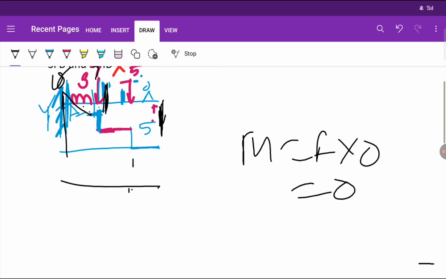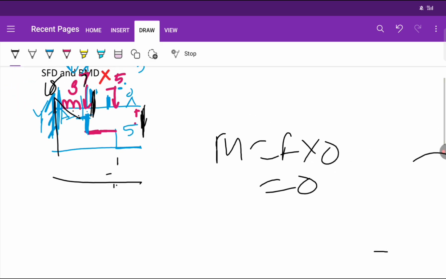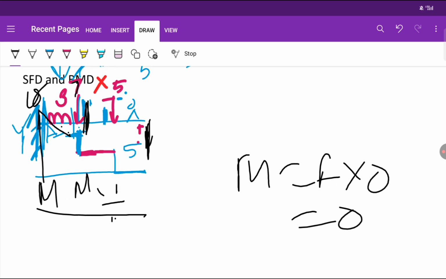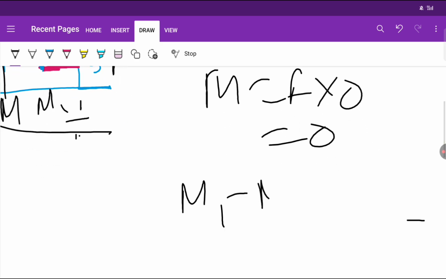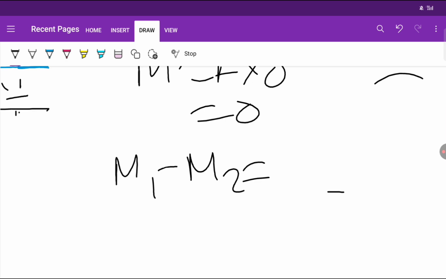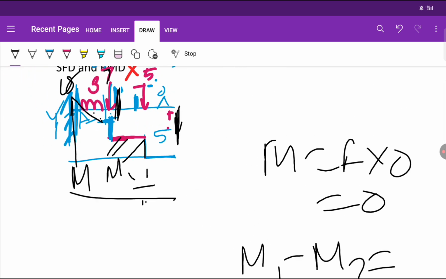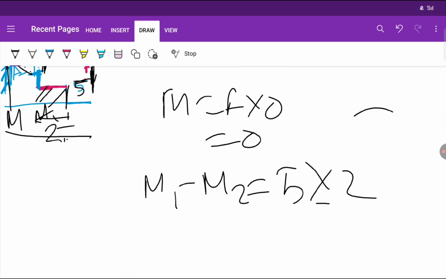5 newtons, right? If I calculate from that formula, these are M1, M2, M3. There will be A, B, C, D, but I just take 1, 2, 3. So M2 minus M1 is equal to the area of the shear force diagram. The ordinate, the vertical height, is 5. If I consider the distance as 2, this is a rectangle, so the area of the rectangle is 5 into 2.